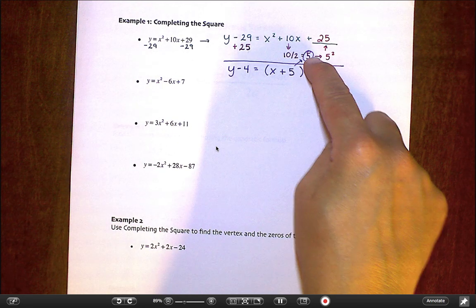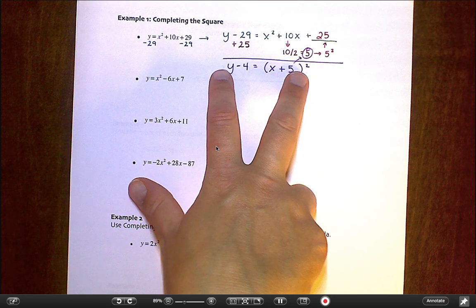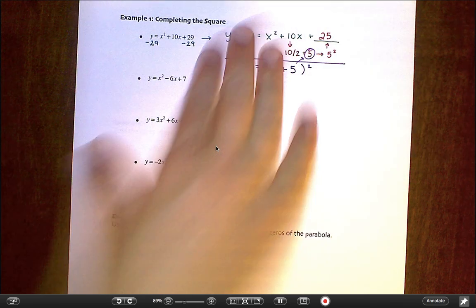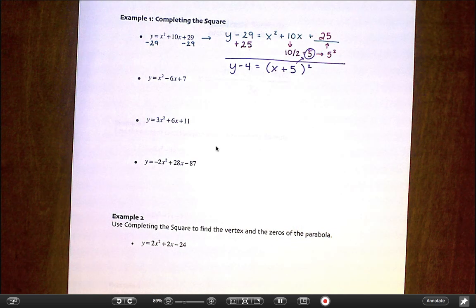Okay, and now I've got my quadratic written in vertex form, and everything I did here was a-okay math-wise. I didn't break any math rules. So let's try that same thing on the next one.